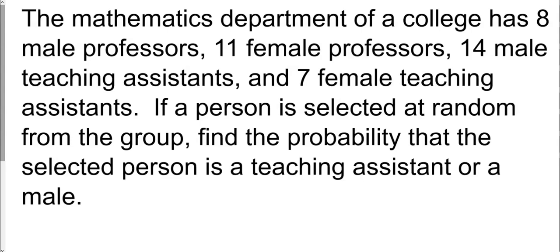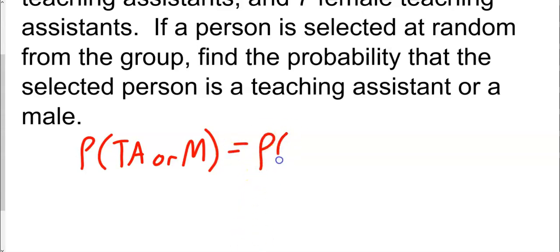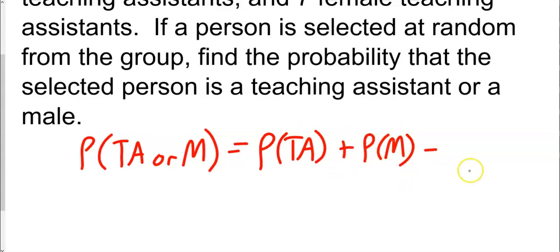Okay, so if you thought about this, this is a not mutually exclusive event because you can be both male and a teaching assistant. So we need the probability of a teaching assistant or the probability of a male. So again, this is not mutually exclusive. So we get that probability of the teaching assistant, add that with the probability of a male, but we need to subtract off the probability of a teaching assistant that is male. Okay?